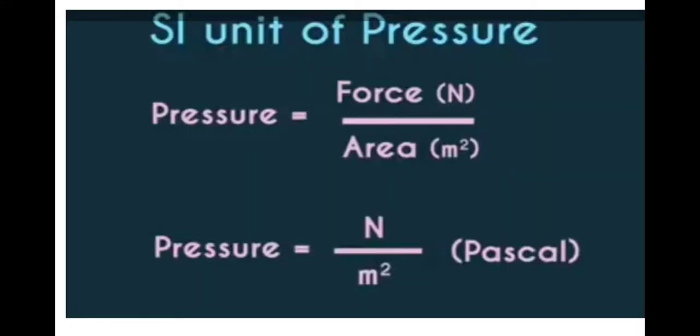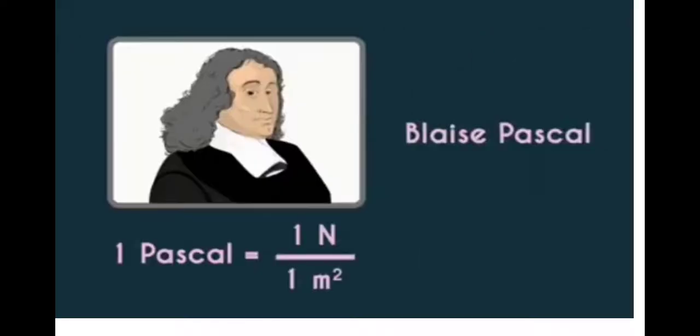What is the SI unit of pressure? As it's force over area, it would be Newton per meter squared. This is the SI unit of pressure and this is also called Pascal. 1 Pascal is equal to 1 Newton over 1 meter squared. This is named after a famous scientist called Blaise Pascal, who had conducted extensive studies in this area of science.